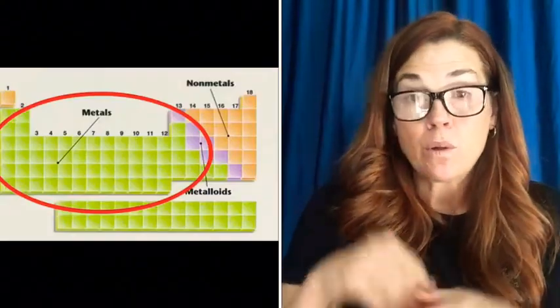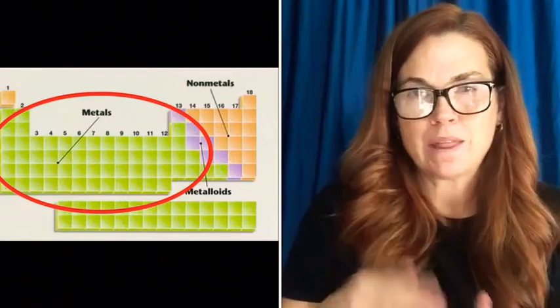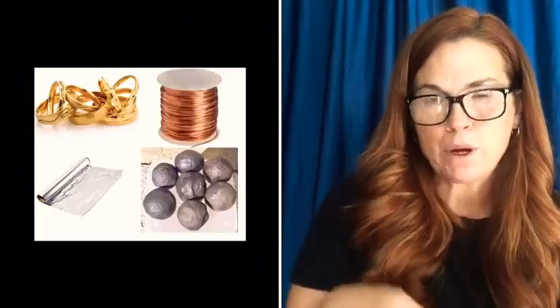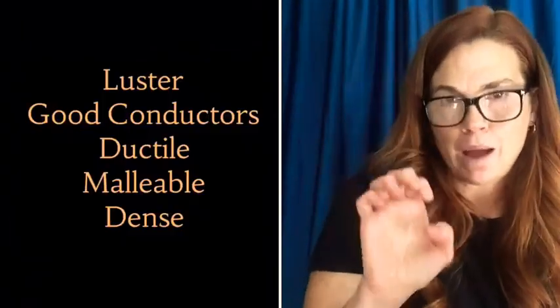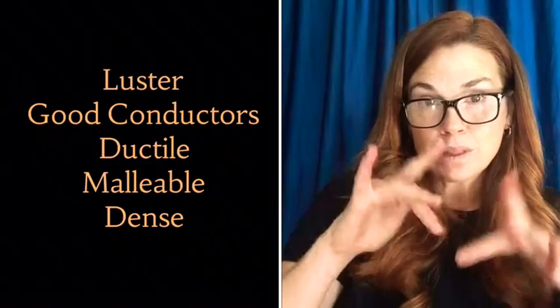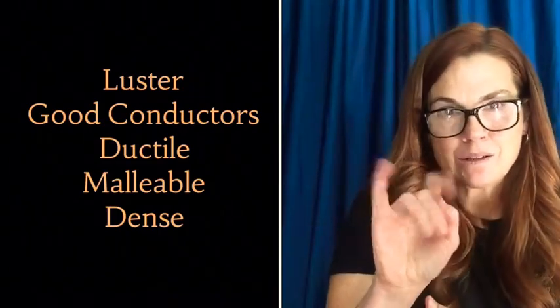Metals are to the left of the zigzag line on the periodic table, and they share some really important physical properties. Some examples of metals are gold, copper, aluminum, and iron. These metals are lustrous, can conduct electricity, and are ductile, malleable, and dense.